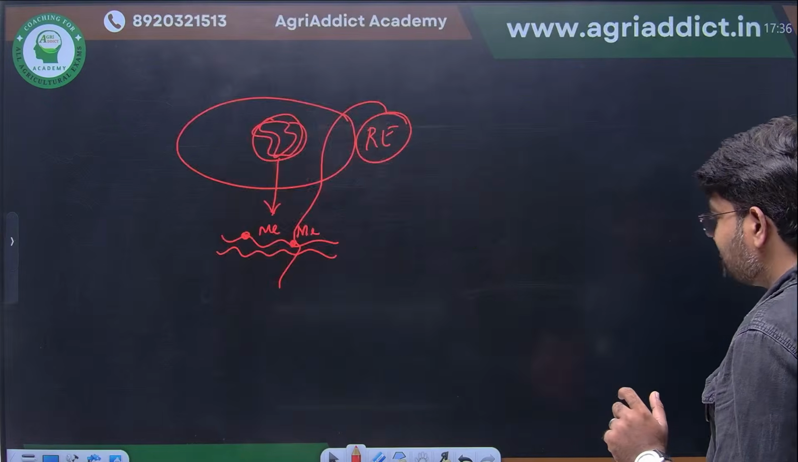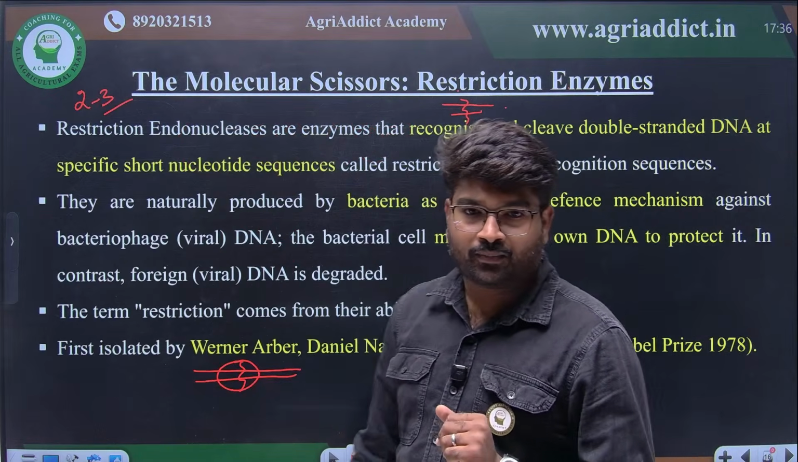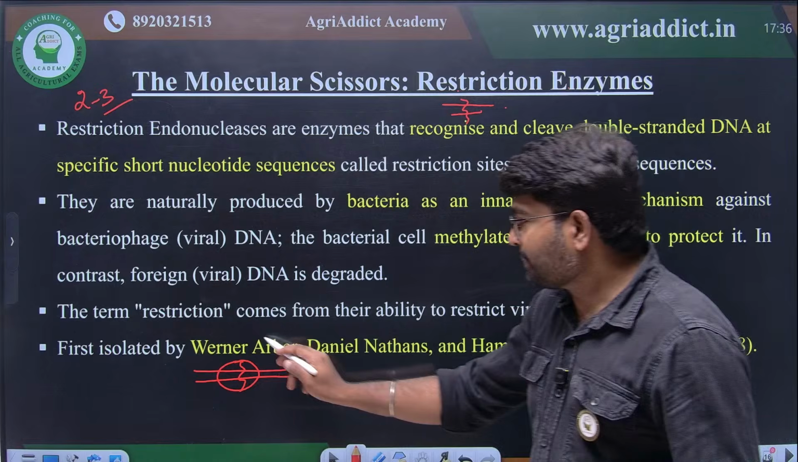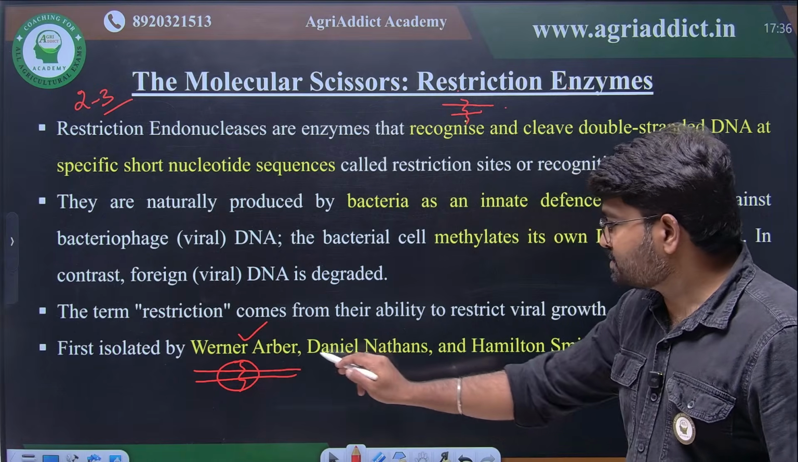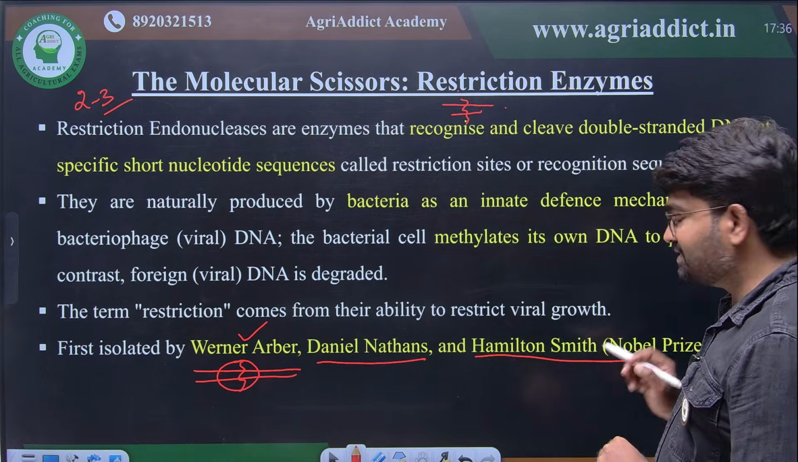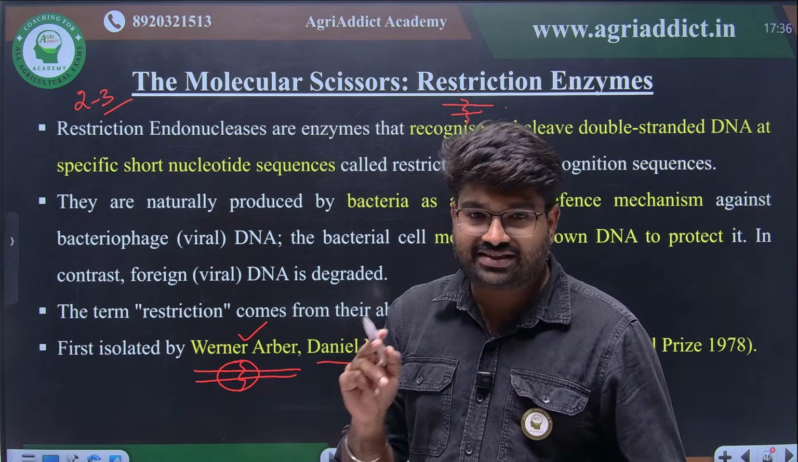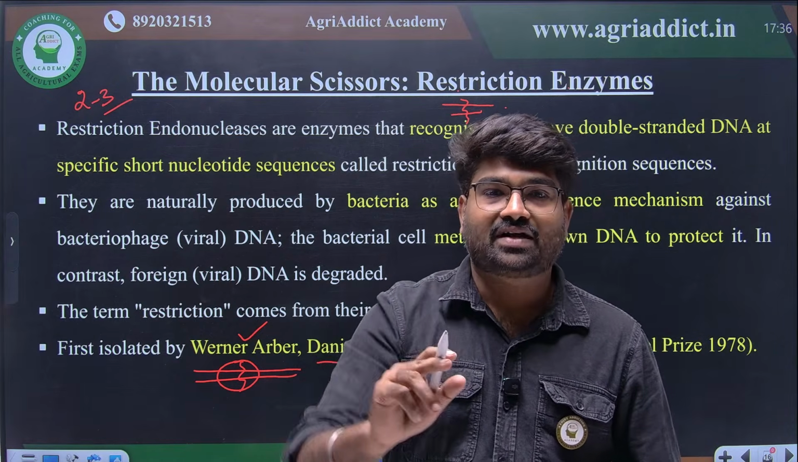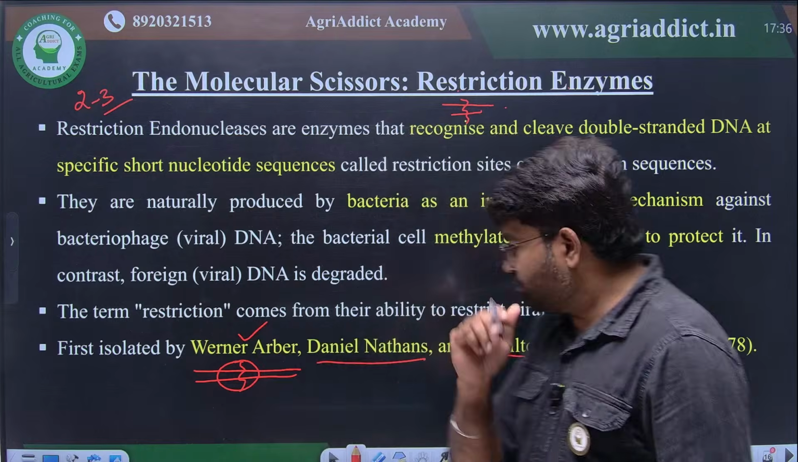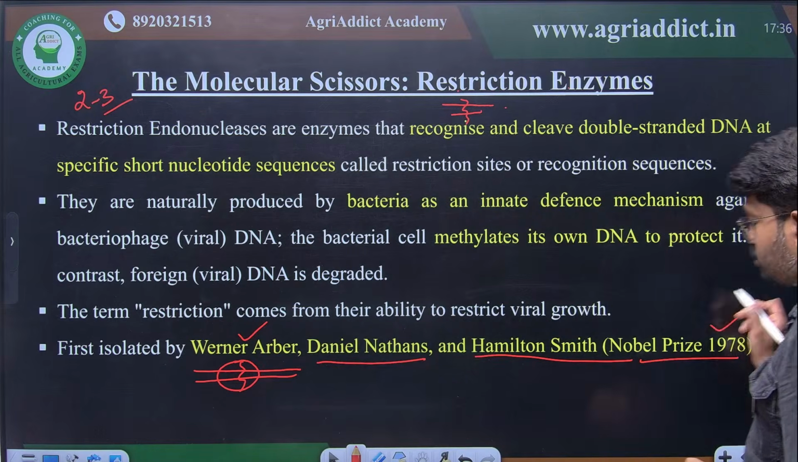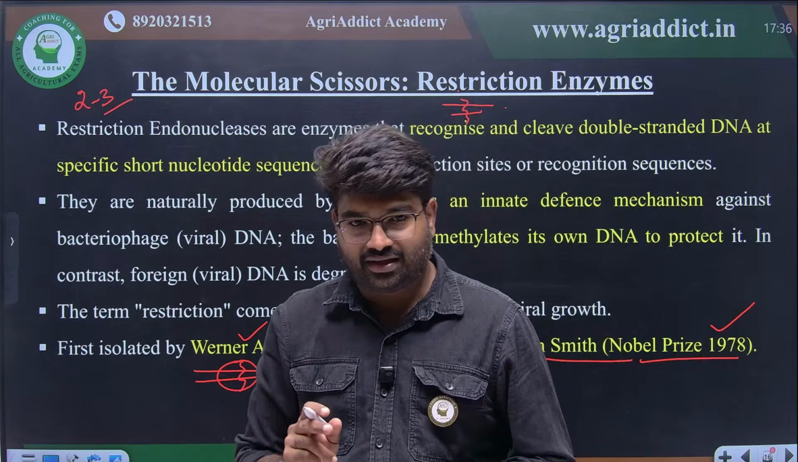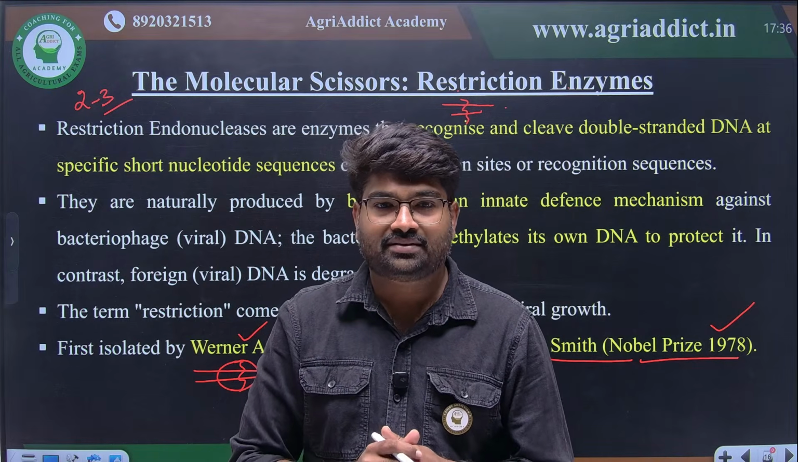Okay. Who discovered this restriction enzyme? They have asked this one time. Werner Arber, Daniel Nathans, and Hamilton Smith. These are the three scientists who discovered this restriction enzyme, and for this work they got the Nobel Prize in 1978. Okay, Nobel Prize in 1978.